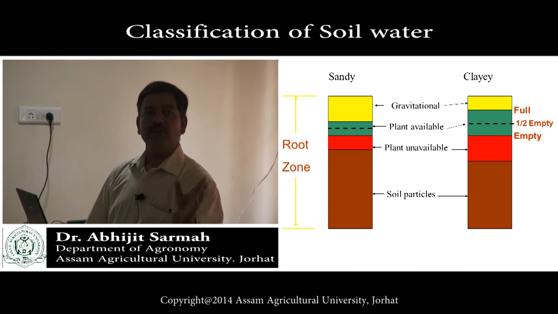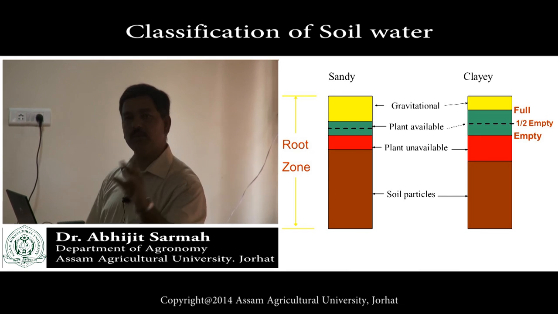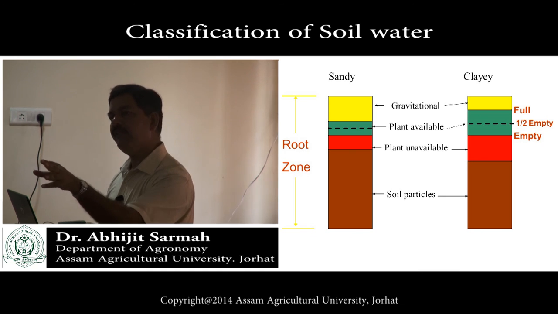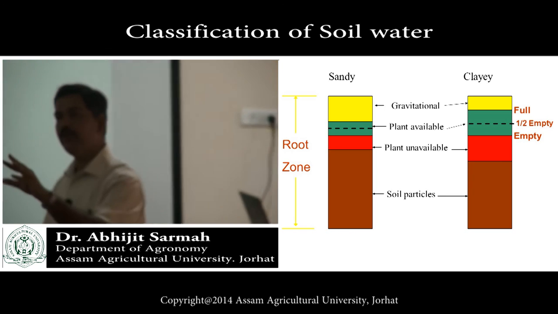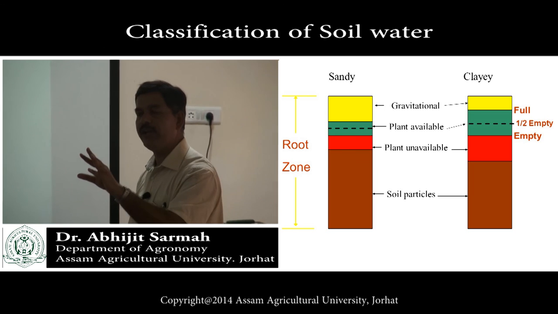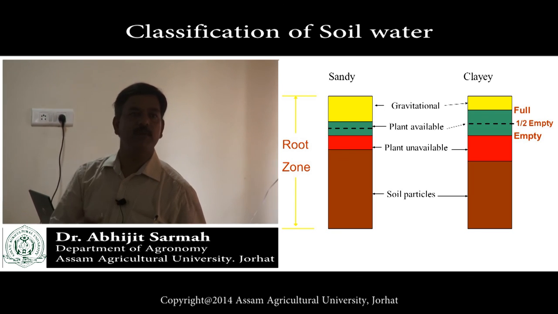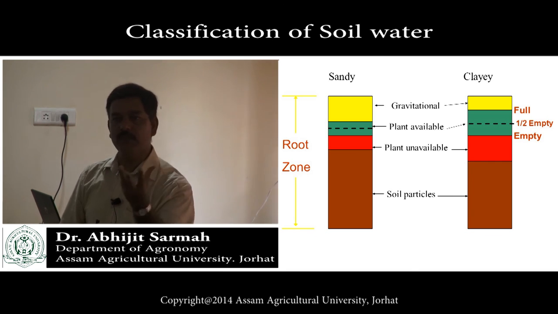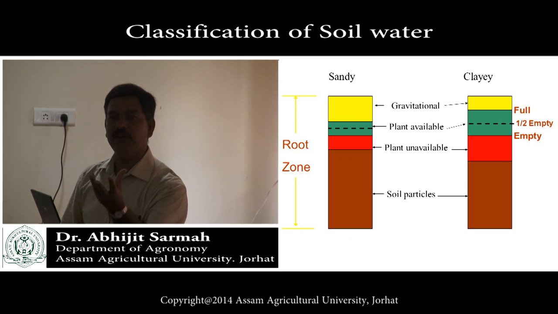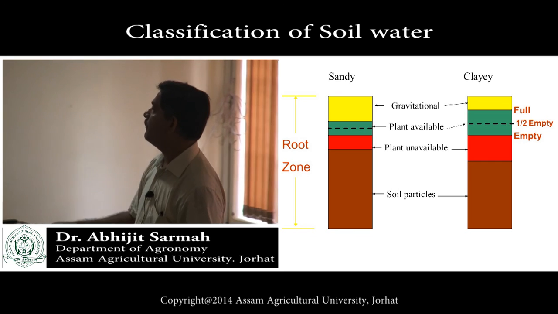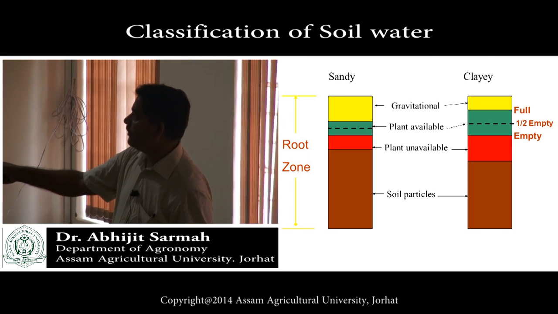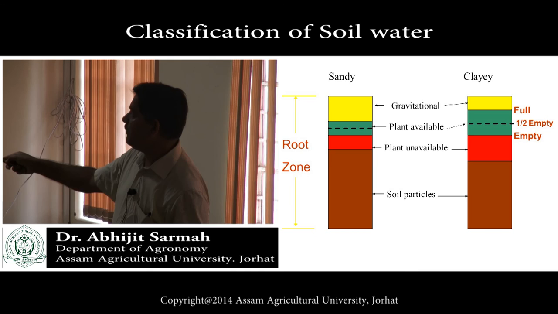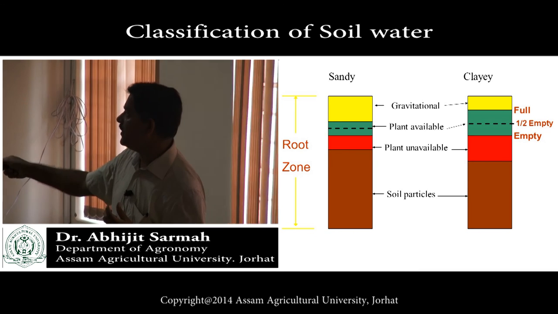Why? In case of sand, total porosity is less, but macropore is more. In case of clay, total porosity will be more, but macropore will be less. Now you tell me where the gravitational water will be more, in clay or in sand? Yes, sand, because it will have more macropores. More macropores means more gravitational water, and it will retain less. This is sand, so more macropores, more gravitational water. Here, clay means fewer macropores, less gravitational water.